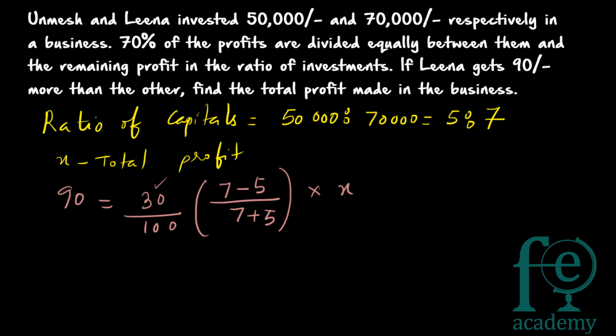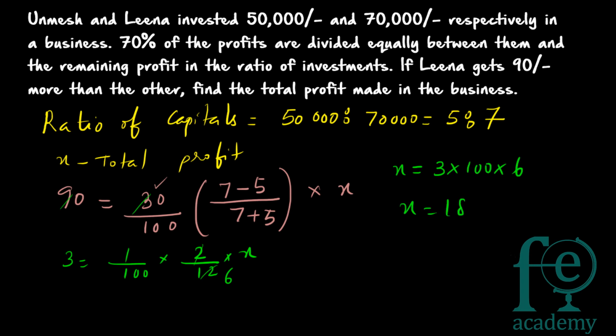So how will you get the answer? 3 is equal to, I am just cancelling these two, 1 by 100 into 2 divided by 12 into X. So here 6 will come. So finally your answer will be X is equal to 3 into 100 into 6, which gives you X is equal to 1800 rupees. So this is the total profit made in the business.